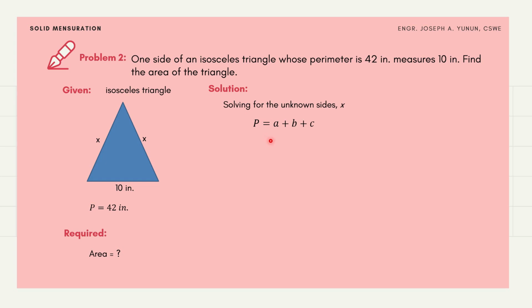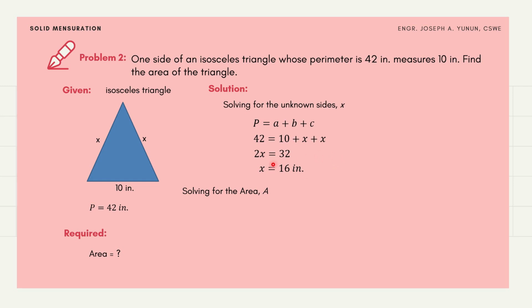So substituting the given, I have 42 for the perimeter, and then I use 10 for one side, and then I have the two sides of unknown. Then simplifying this, you have twice the x, and that is equal to 32. Dividing both sides by 2, or multiplying both sides by 1/2, you'll get the value of x, which is 16 inches. So this side is 16 inches, and also this side is 16 inches, because these two sides are congruent. Then solving for the area of the given triangle.